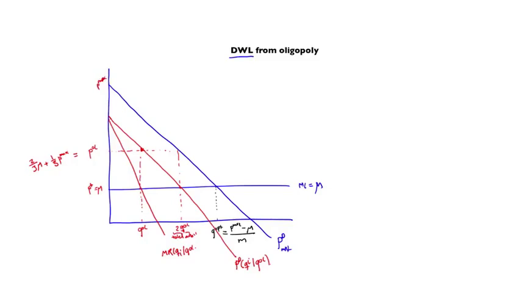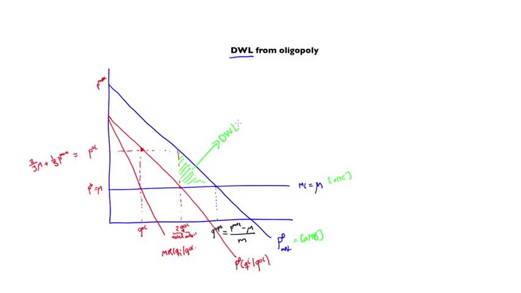Now, what's the deadweight loss in this market? Well, we know this is the total amount produced, this is the optimal amount, so it's going to be this area. It is the area between the inverse aggregate demand function, which is also the aggregate marginal benefit curve, and the marginal cost curve, which is also the aggregate marginal cost curve, and between the underproduction and the quantity produced. So this is the deadweight loss.